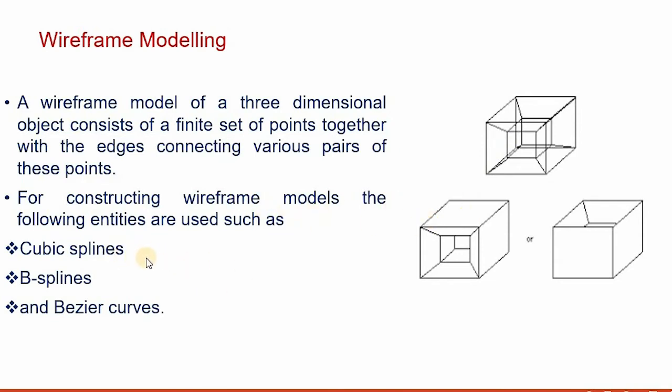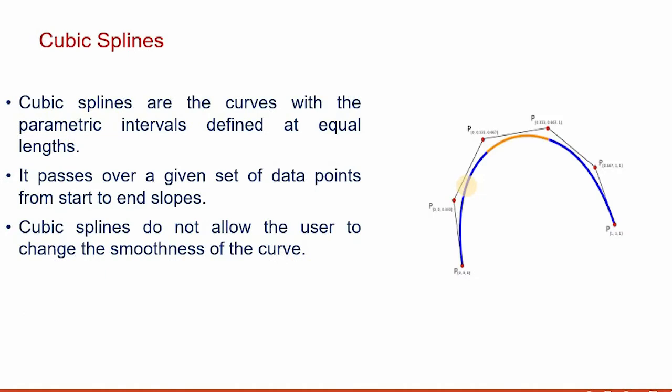So, the cubic splines, B-splines and Bezier curves. These three entities are used to construct the wireframe modeling objects or blocks. The cubic spline is a curve with parametric intervals defined at equal length, so the distance from one point to another should be equal. It passes over a given set of data points from the start point to the end point slopes.